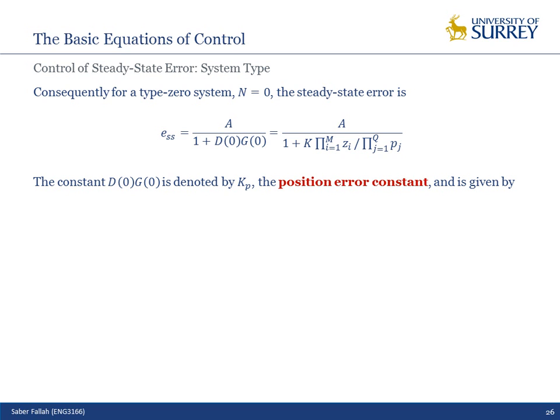But if you have a designed controller, look at the loop transfer function and check the Kp, which is D0G0. If it is infinite, okay, well designed. Go ahead. If it is not 0, if it is constant, you need to check how much error you have.